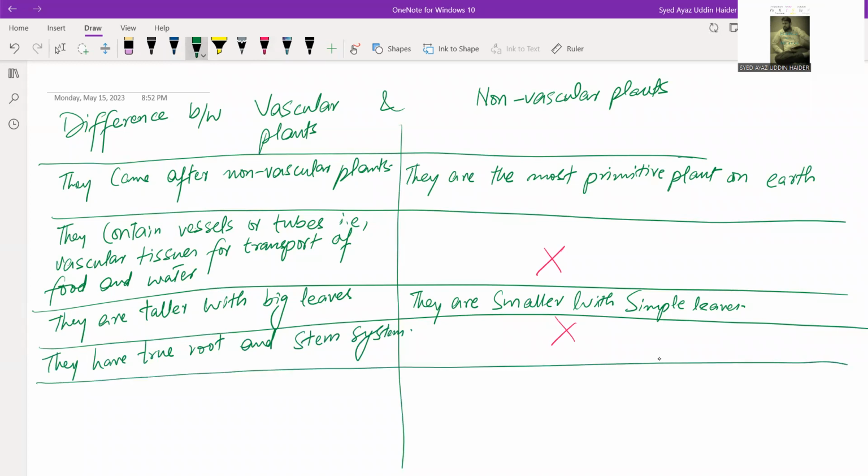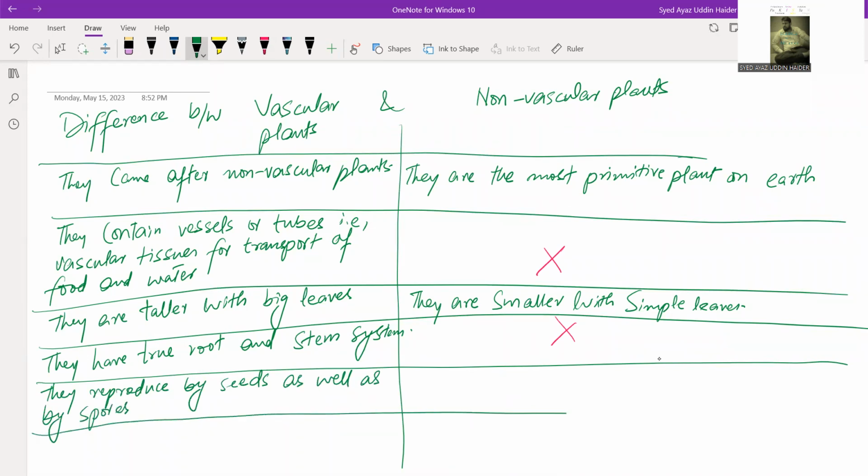Vascular plants reproduce by seeds as well as by spores. While non-vascular plants reproduce by spores.